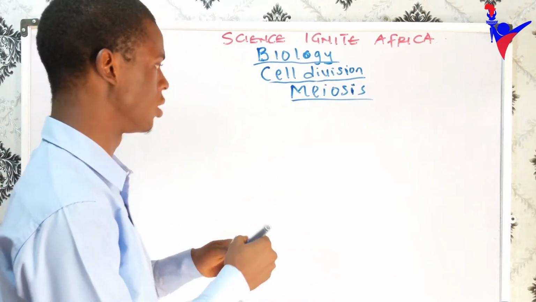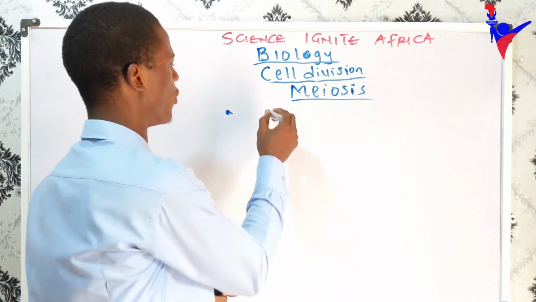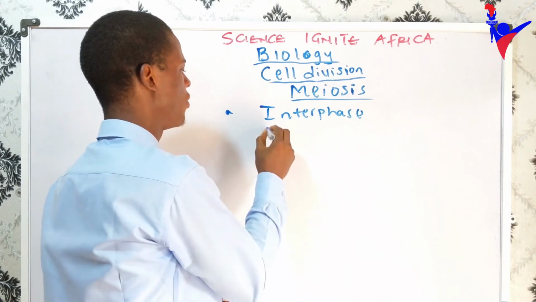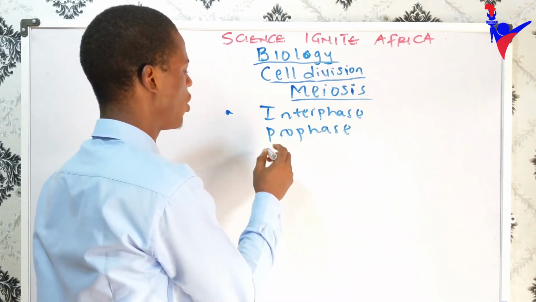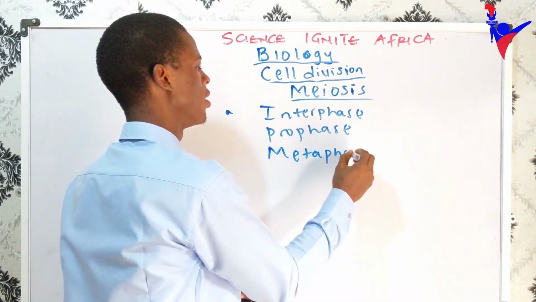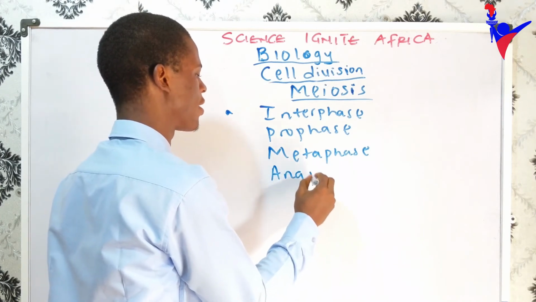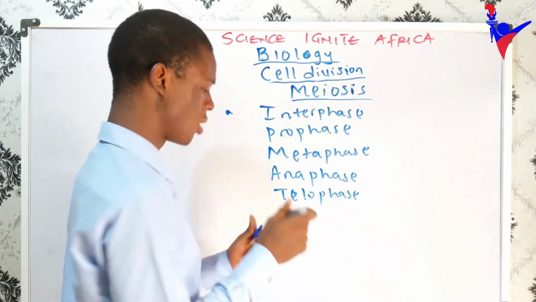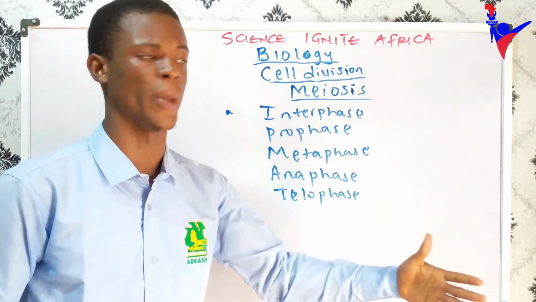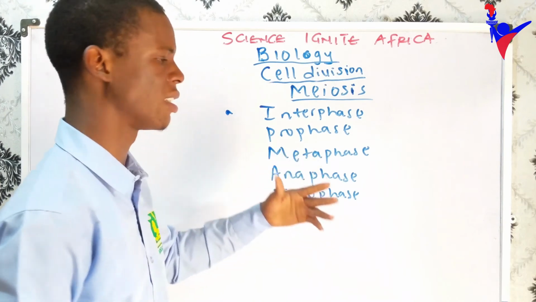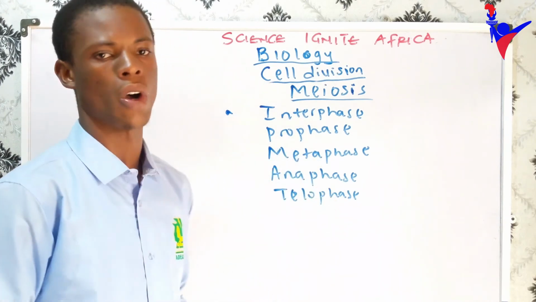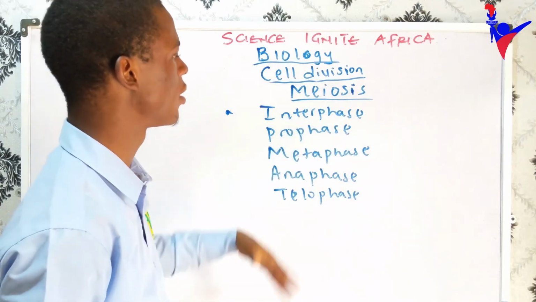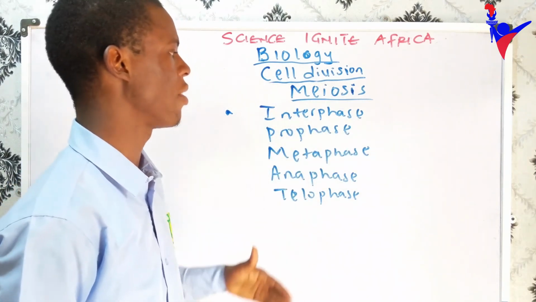In your first meiotic division, we also have the stages which we talked about in our last session: the interphase stage, the prophase stage, the metaphase stage, the anaphase stage, and the telophase stage. So meiosis, like we said, occurs in two stages: the first meiotic division and the second meiotic division. The first meiotic division gives rise to two daughter cells, and the second one also forms another two, making four daughter cells. So we have the first interphase, followed by our first prophase, metaphase, anaphase, and telophase.